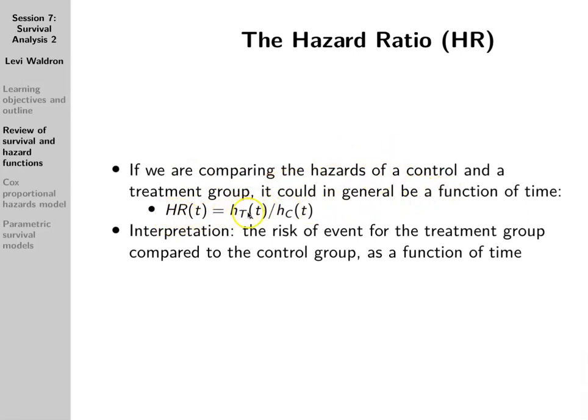If we had two completely different hazard functions for these two groups, so I'm showing them both here as a function of time, then the hazard ratio would also be a function of time. So this ratio changes with time. In this case, the interpretation would be the risk of event for the treatment group compared to the control group as a function of time.